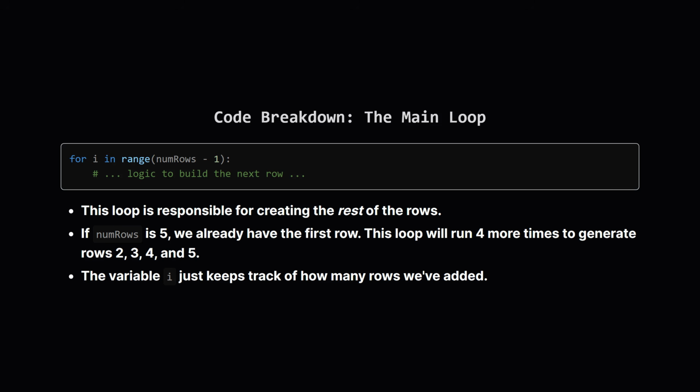Next up is our main loop. We need to generate all the rows after the first one. So if we need 5 rows in total, and we already have 1, this loop needs to run 4 more times. That's why it goes from 0 up to numRows minus 1. This loop will control the creation of each new row.